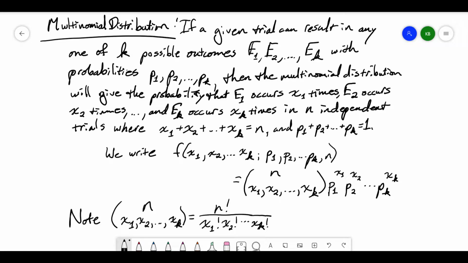Now, just a quick note, because we haven't actually looked at n choose x sub 1, x sub 2 up to x sub k before. The way we calculate this is we do n factorial divided by x sub 1 factorial, x sub 2 factorial, and so on, all the way up to x sub k factorial. And we can do this because x sub 1 up to x sub k added together is equal to n.